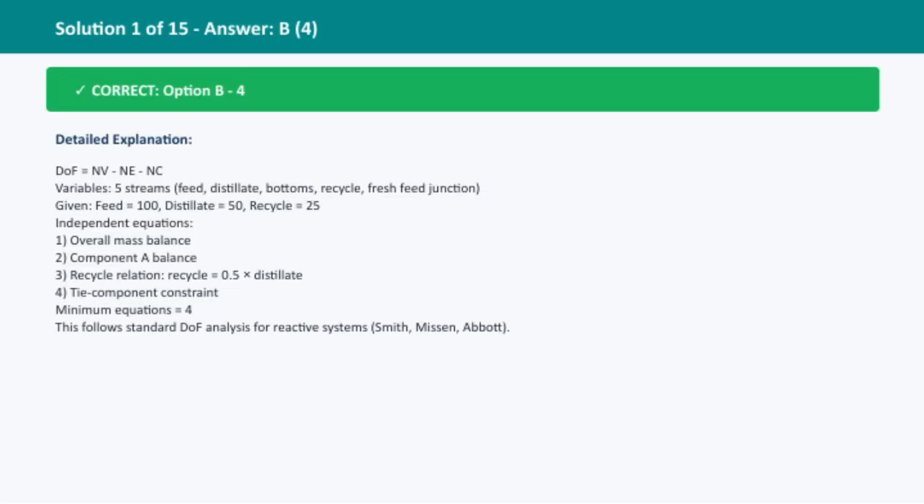Here, we're looking at the degrees of freedom in a system with 5 streams: feed, distillate, bottoms, recycle, and fresh feed junction. We're given some values: feed at 100, distillate at 50, and recycle at 25. To solve this, we use 4 independent equations: the overall mass balance, component balance, the recycle relation, and a tie component constraint. This matches the standard approach for reactive systems, confirming that 4 is the correct number of equations needed.